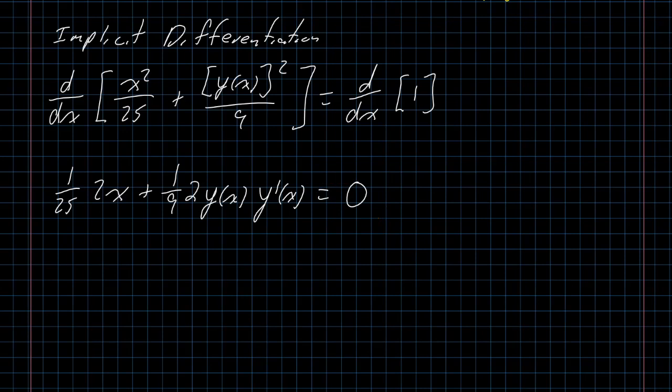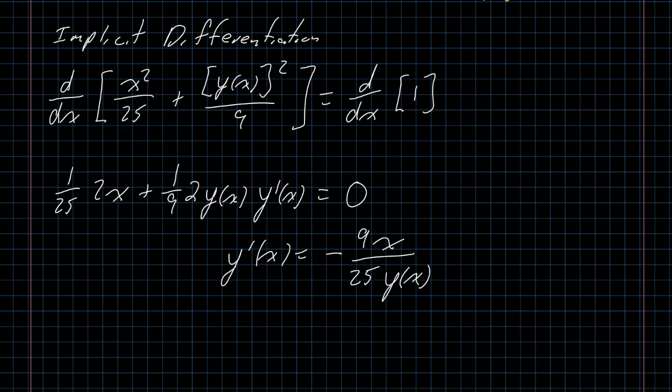Now, from here, we can solve for y prime. I'm not going to write out all of the algebra, but just do some algebra to rearrange and solve for y prime. And you should get that y prime is negative 9x over 25 times y of x.